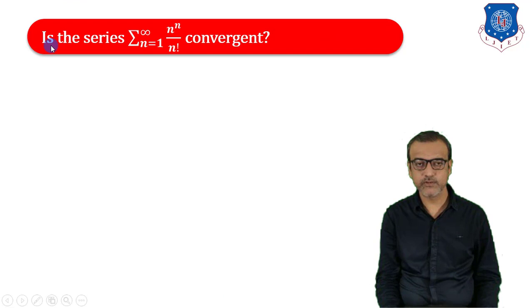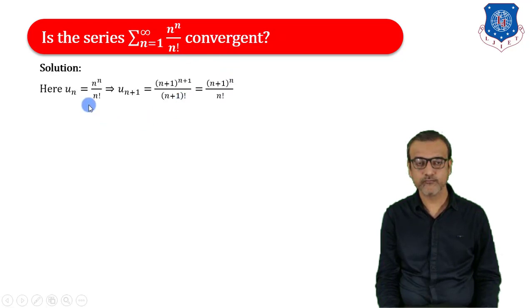Now this is the next example. Is the series sigma n from 1 to infinity n raised to n upon n factorial convergent? So here is the solution. Here un is n raised to n upon n factorial. Now we will find un plus 1. For that purpose we will replace n by n plus 1. So un plus 1 equals, replacing n by n plus 1, n plus 1 the whole raised to n plus 1 upon n plus 1 factorial.